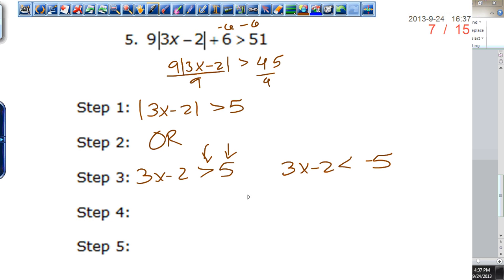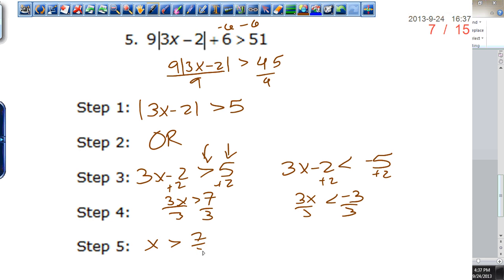From there, we're going to add 2 to both sides and divide by 3. So add 2, add 2. You can add 2 over here at the same time if you're really good at math. I've just done this before, so that's fine. Divide by 3 on all of it. So I get x is greater than 7/3 for my final answer, or x is less than negative 1.